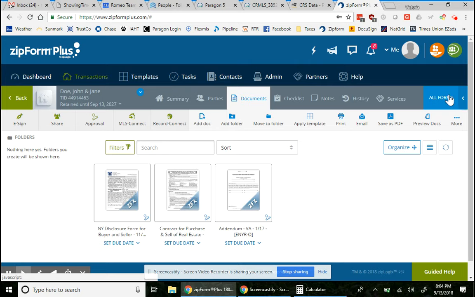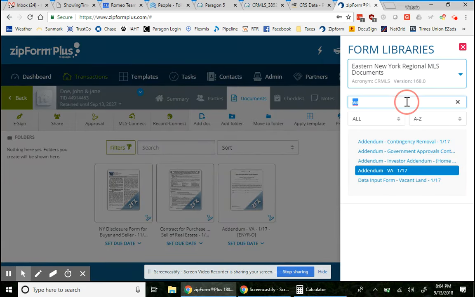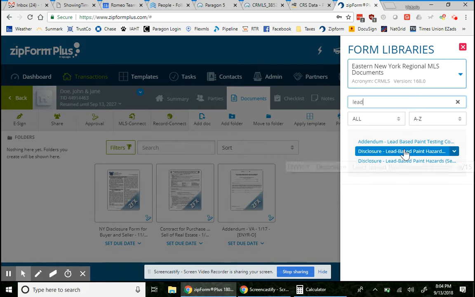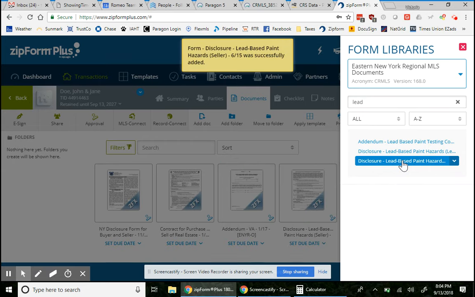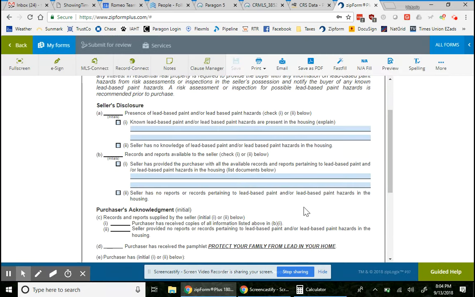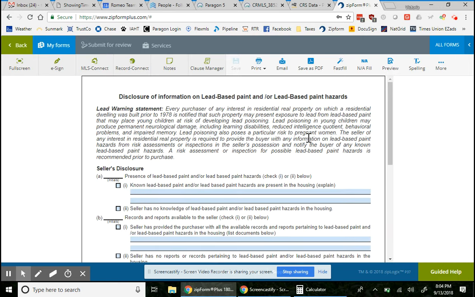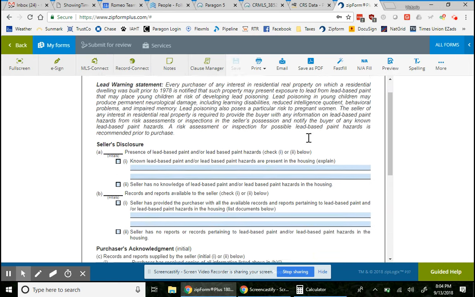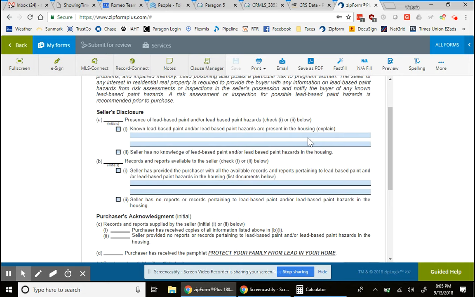What other forms are on there? The lead-based paint disclosure. Let's go through that. That's a popular one, actually, to get. There's one for landlords and tenants, and there's one for sellers and buyers. FYI, make sure you got the right one. Sellers, 99 times out of 100, probably 999 times out of 1,000.